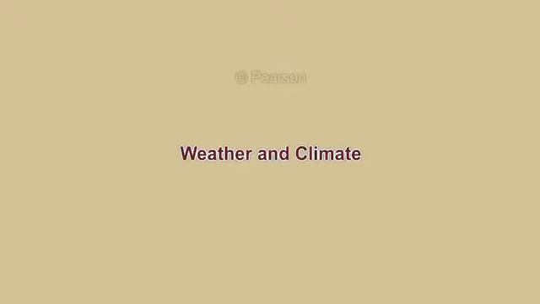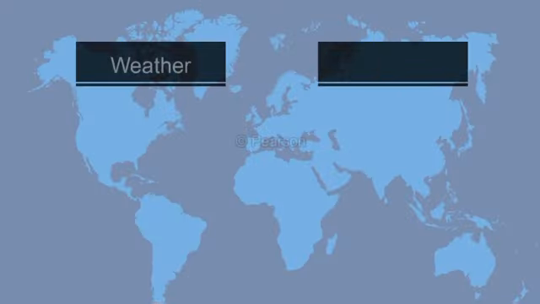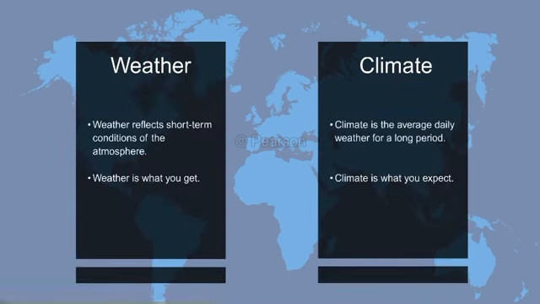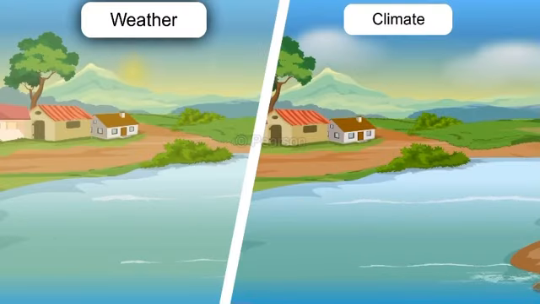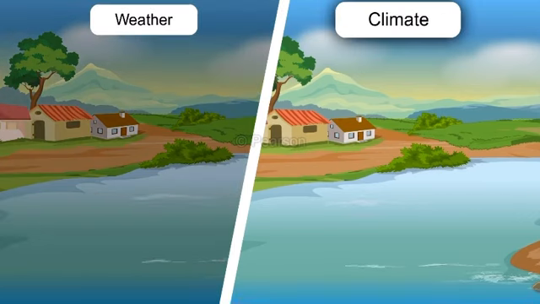Weather and climate. Weather and climate are the two atmospheric phenomena that are used to describe the conditions of the atmosphere. Let us understand the differences between the two. 1. Weather is the condition of the atmosphere over a short period of time, while climate describes the average weather conditions over a long period of time.